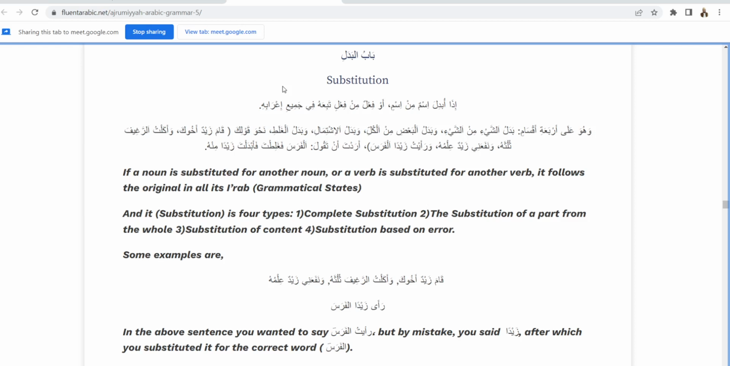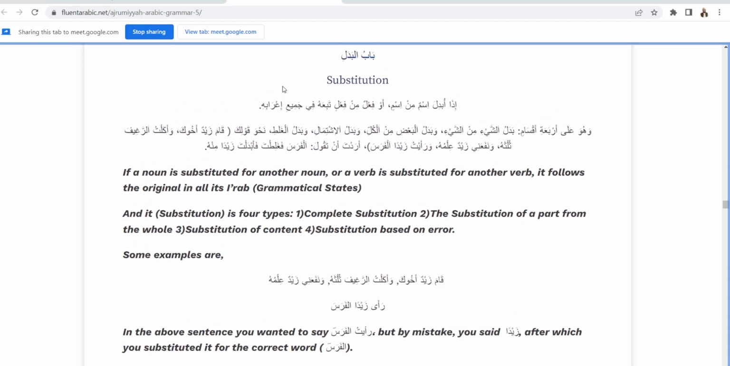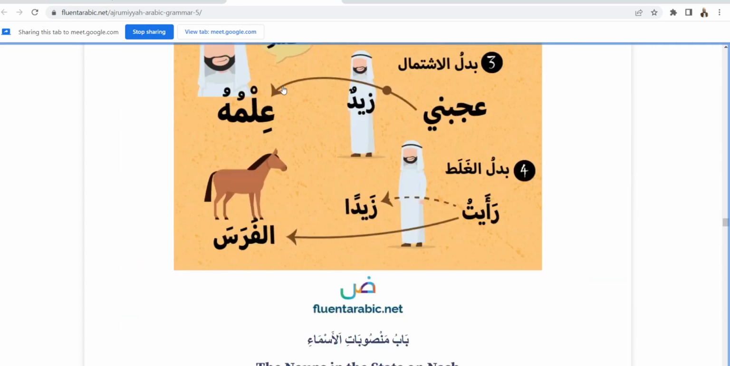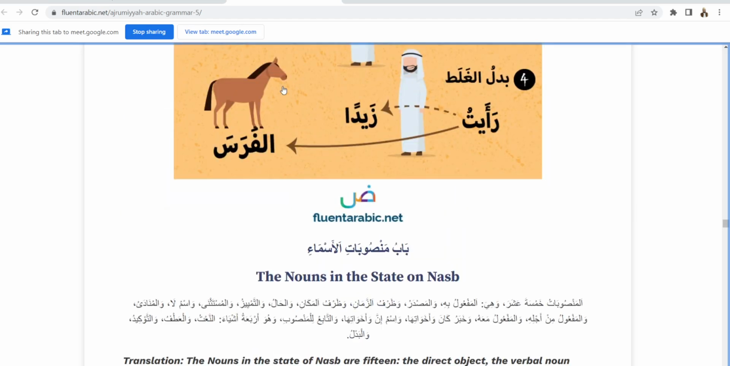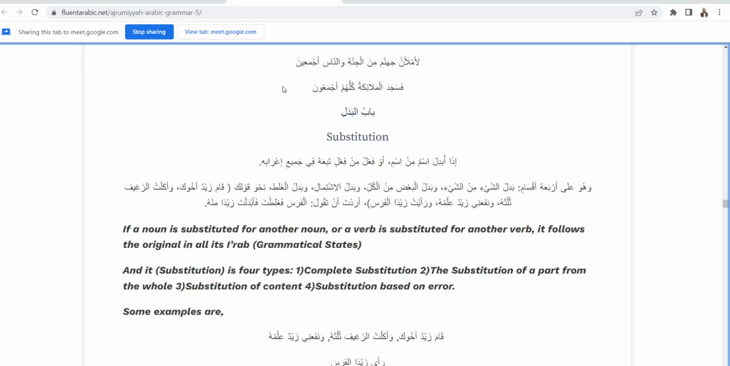So, the fourth class of tawabi'. I told you that tawabi', the followers, are four. Number one is na'at or sifa. Number two is conjugation, which is atf. Number three is tawkid, emphasis. And number four is badal, substitution. This is the fourth one, the easiest one. Bismillah, start reading, inshallah. After the apple, then we are done. Bismillah. Babul Badali, substitution.